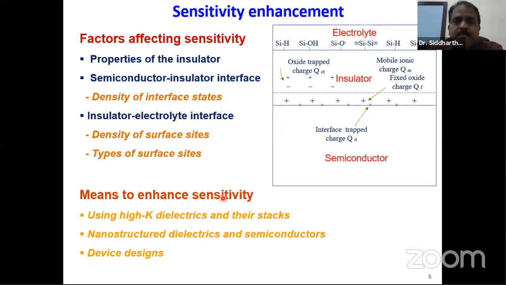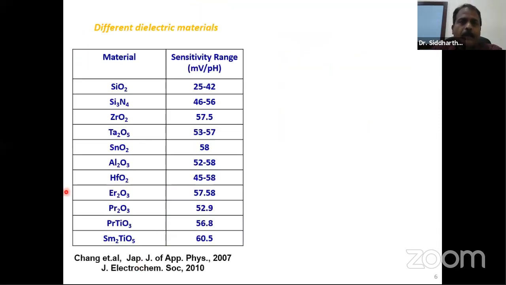So there are different methods to enhance the sensitivity, and some of these are listed below. One is to use high-K dielectrics, the insulators, and also stacks instead of single materials. Another way is to use nanostructured dielectrics in semiconductors. And also another way is to come up with newer device designs. Now, let us have a brief review of these three methods to improve the sensitivity.